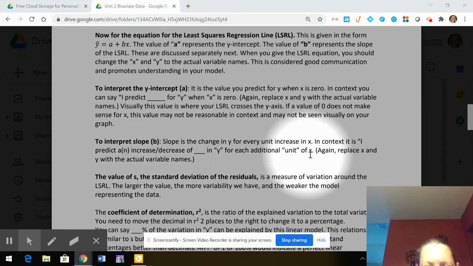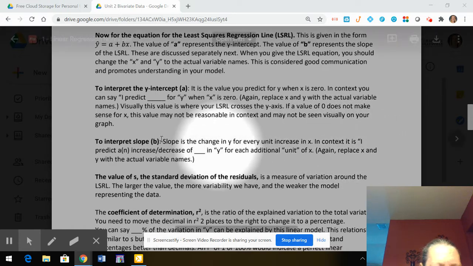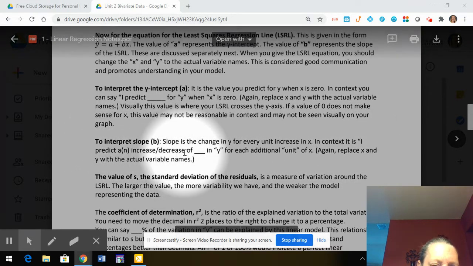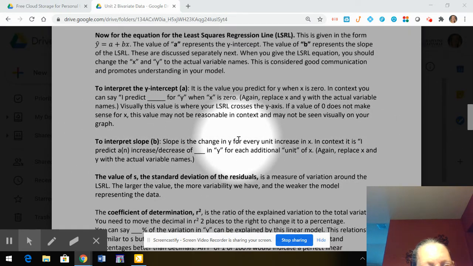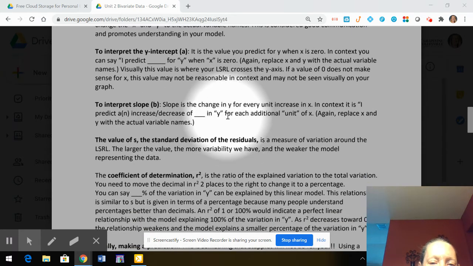You have another canned phrase right here that talks about how you interpret slope. The slope is how much change you expect in y every time x increases by 1. When we look at slope, we're looking at an increase or a decrease depending on whether the line goes up or down from left to right.